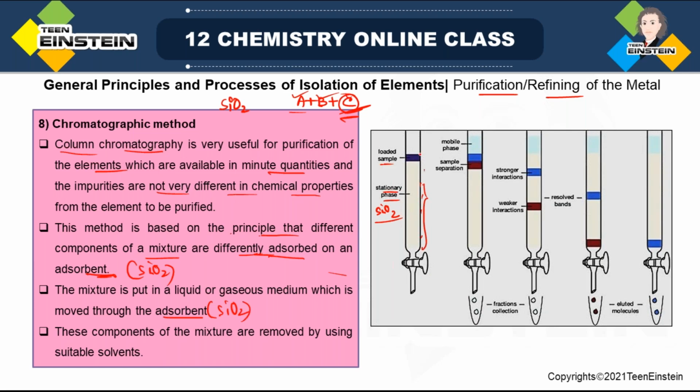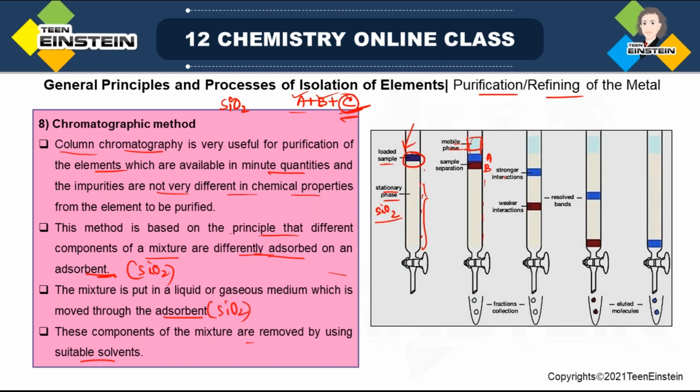Now we have loaded the sample. This is the sample which we are trying to separate. In this sample there must be some components, it may be 2 components, it may be 3 components, and then these components of the mixture are removed by using a suitable solvent. Now we have added a solvent which we call the mobile phase, because it will move. These 2 components, suppose one is A, another one is B, will have different solubility in this mobile phase, and also different adsorption in this silica bed.